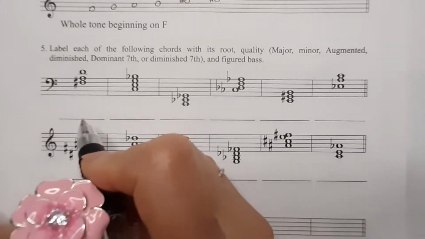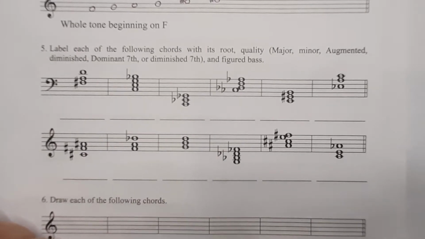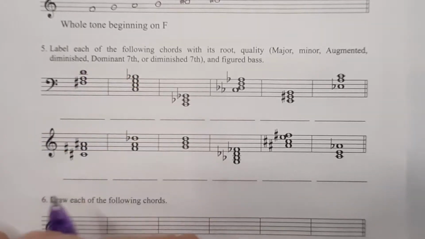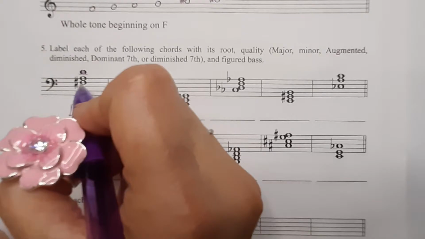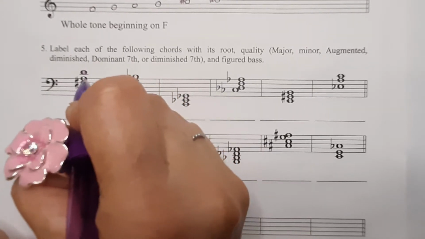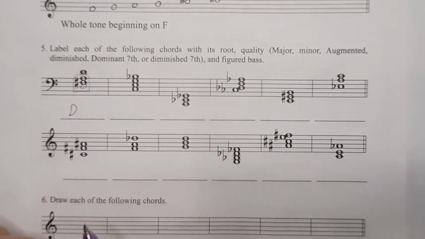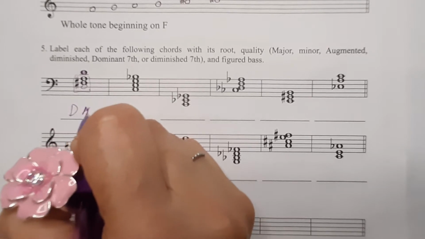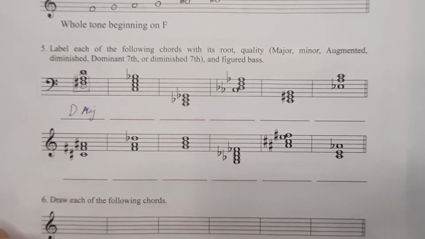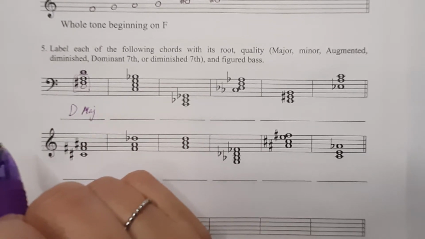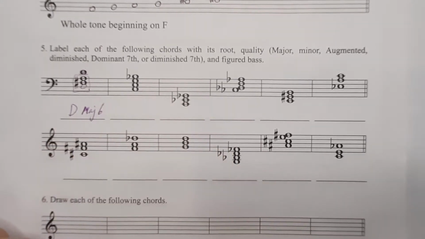Now, we're going to look for its root first. There's a gap, and the root is on the top, which is D, right? When you put that in the simplest form, it's going to be D, F sharp, and A. Is that a major or minor? It is major. Now, is this in root position? No, this is in first inversion. So the number should be 6.